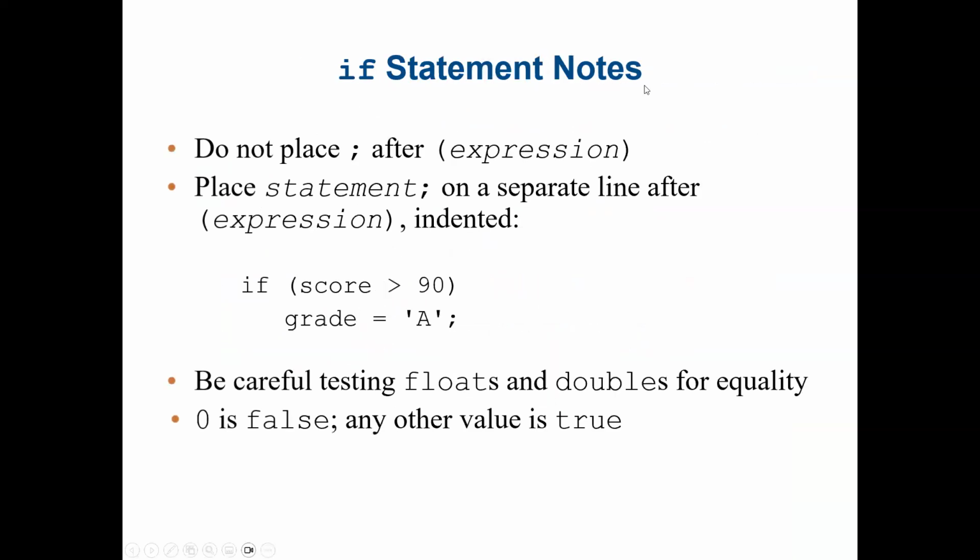So there are a few notes here, especially about the syntax. Do not place a semicolon after the expression. So if we enter the condition, if score greater than 90, we don't end it with a semicolon. Also be careful when we are testing a float, that's a decimal value. It's always better to test a whole number because whole numbers go 1, 2, 3. With decimal numbers, we don't know how many decimal places. Sometimes we need to approximate it also.